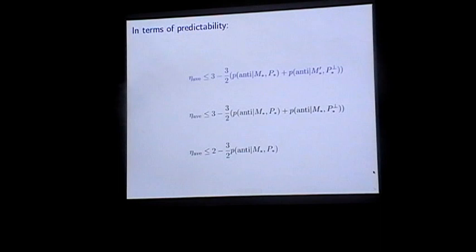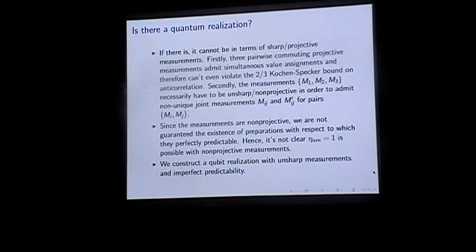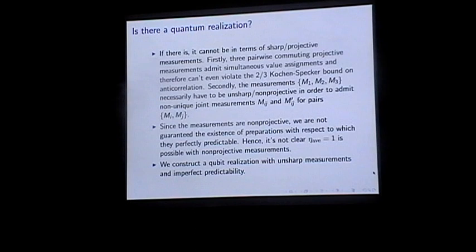So is there a quantum realization for that scenario? When you think about a quantum realization, you have to realize that it cannot be in terms of sharp or projective measurements, because we have three measurements which are pairwise jointly measurable, and since we want to violate something like that two-thirds bound, we cannot have sharp measurements. Because then all of them commute, you can simultaneously assign values, and you can never exceed two-thirds. So that's the first reason why you need unsharp measurements for this case.